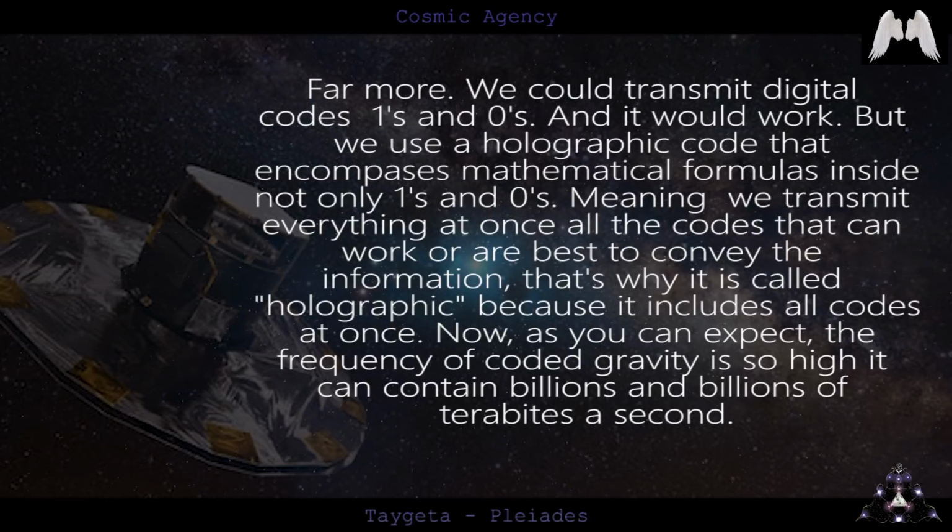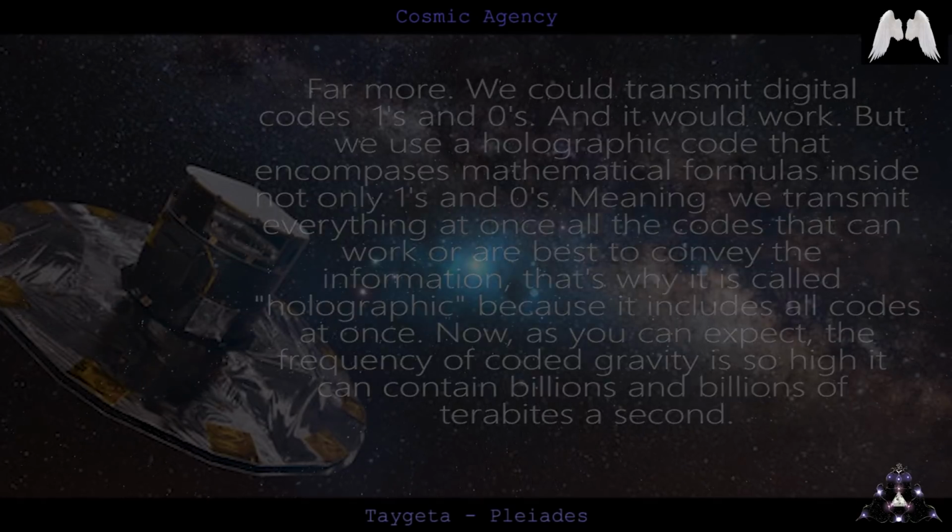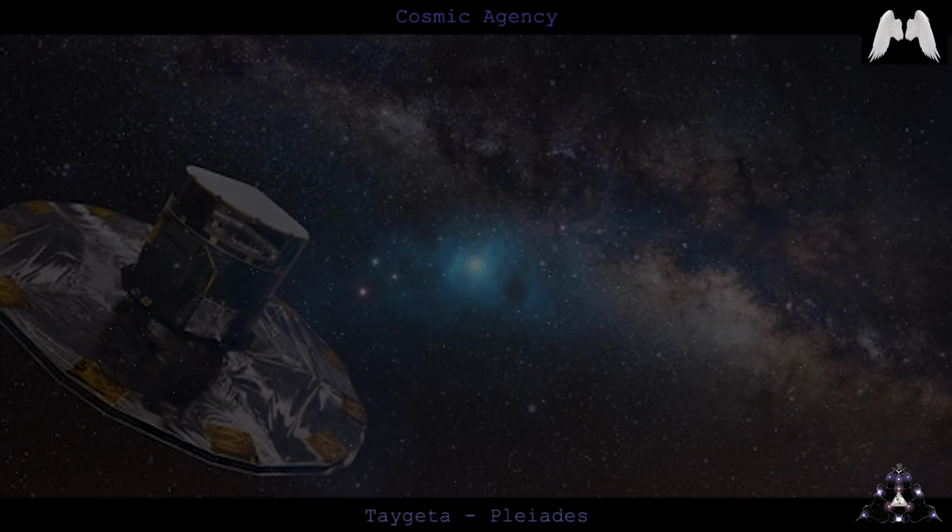Now, as you can expect, the frequency of coded gravity is so high it can contain billions and billions of terabytes a second. So, you could apply in human terms amplitude or frequency modulation as well?